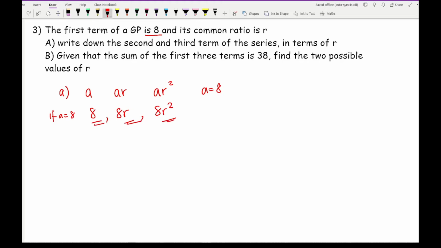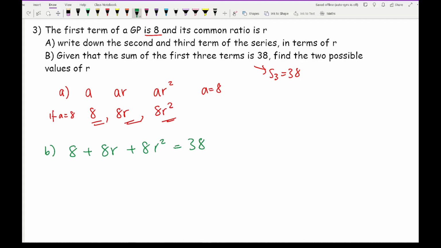Now for b, it says given that the sum of the first three terms is 38, so that basically means that S of 3 equals 38. Find the two possible values of r. So for b, what I need to do is add up these first three terms. So it's going to be 8 plus 8r plus 8r squared, and that's going to be equal to 38. Now the reason why I've not used the sum of n terms is simply because I'm only working out what the first three terms are, and it's obviously connected to the first part of the question.